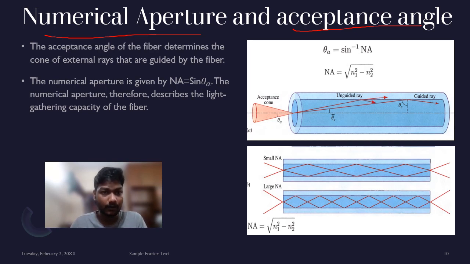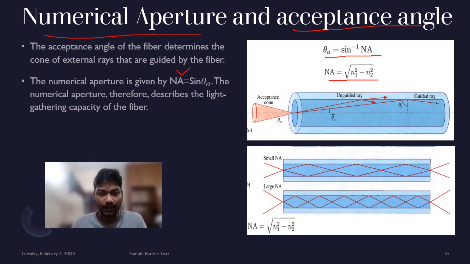The acceptance angle of a fiber is determined by the cone of external rays that are guided by the fiber. It means the acceptance cone is the cone in which we have to couple the light so that it will be guided, meaning it will undergo total internal reflection. The numerical aperture is given by the sine of theta, so the numerical aperture is defined as NA equal to square root of n1 square minus n2 square, and theta a, the acceptance angle, is given by sine inverse of the numerical aperture.